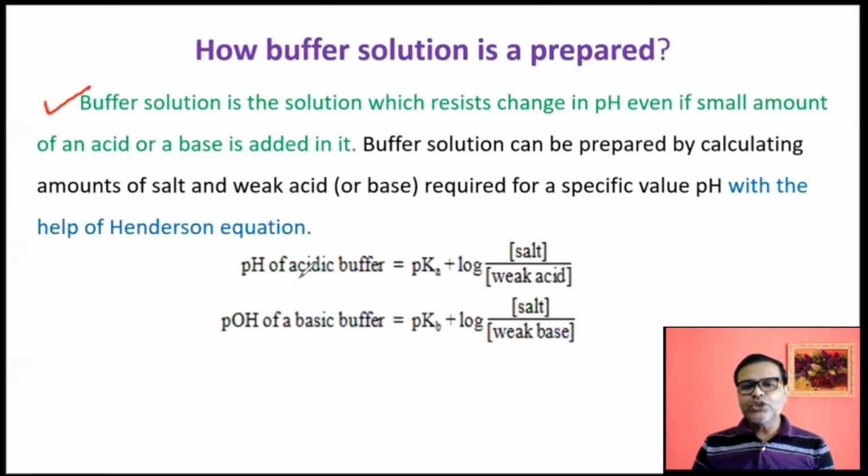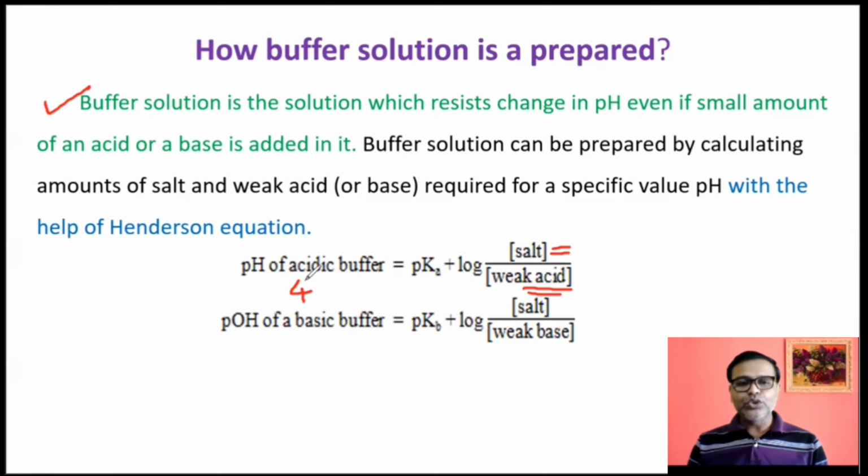This is the Henderson equation. These two: the pH of an acidic buffer. You can see this is the acidic buffer. The pH of an acidic buffer is equal to pKa plus log of salt upon weak acid concentration. As we know, to prepare the acidic buffer we take a weak acid and its salt with a strong base. For example, if you have to prepare a buffer solution whose pH is 4, suppose this value is 4.